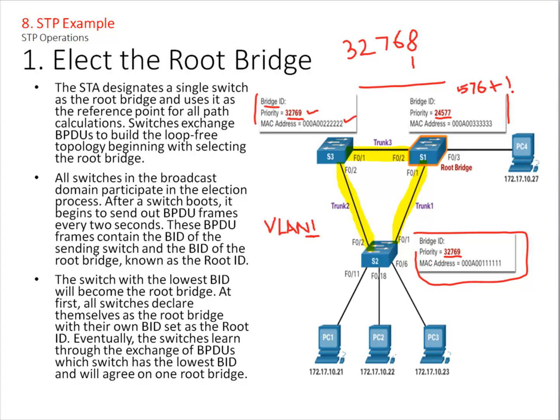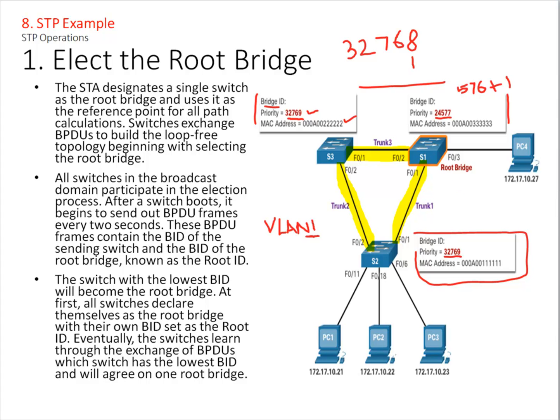So the first step of spanning tree protocol is choosing the root bridge. So how it will select the root bridge is based on the priority value. The switch which has the lower priority value is going to become the root bridge.